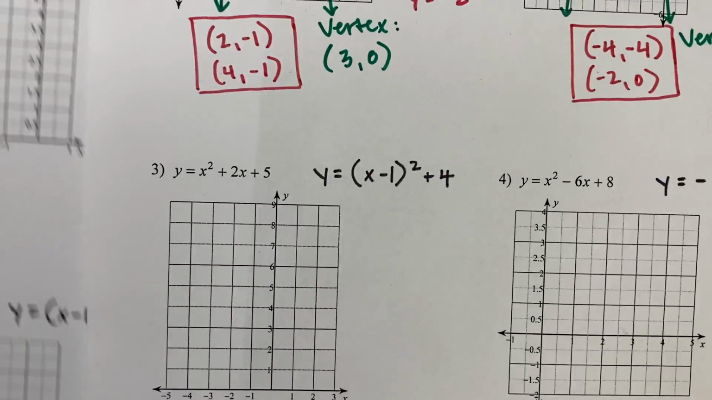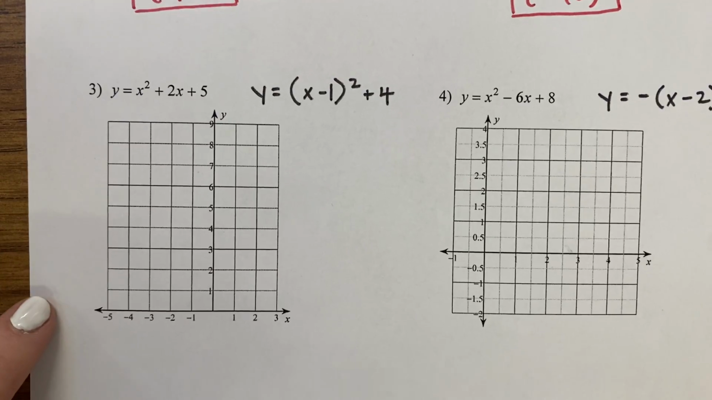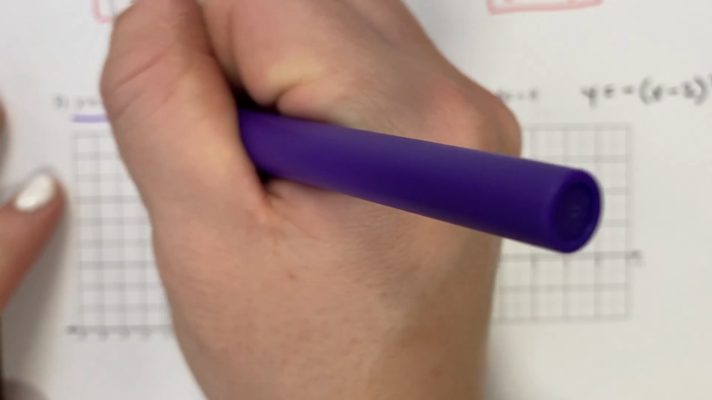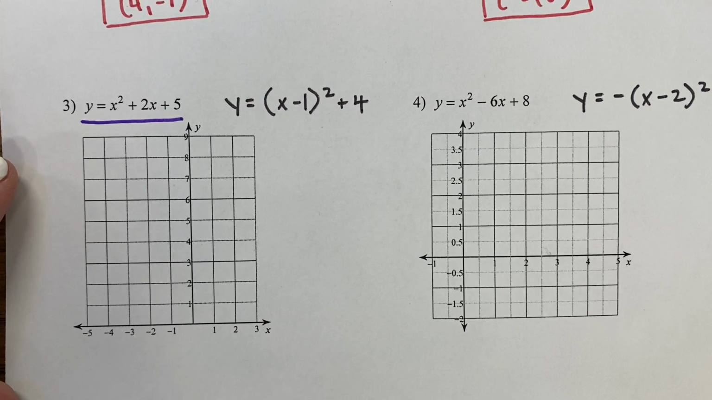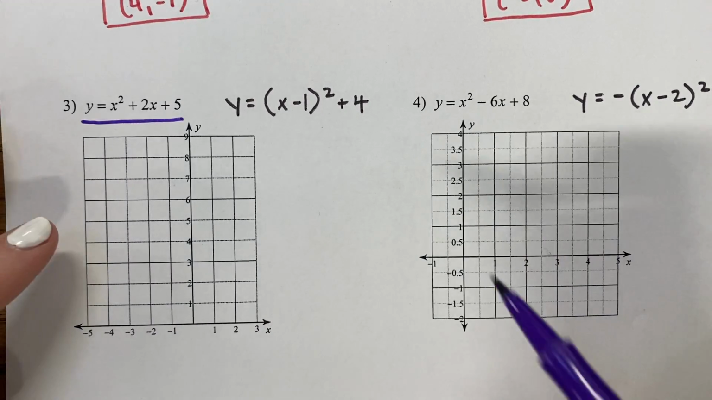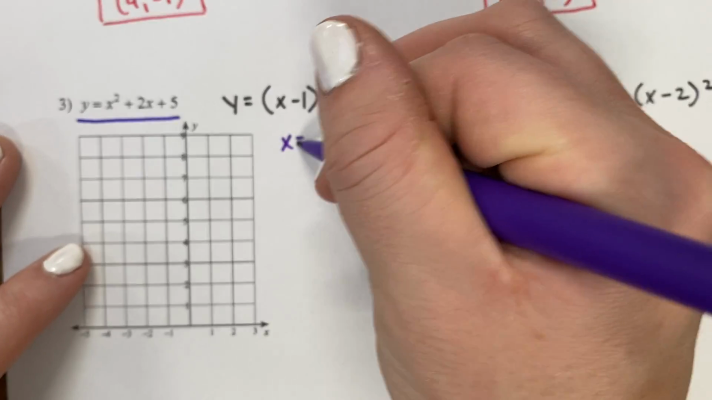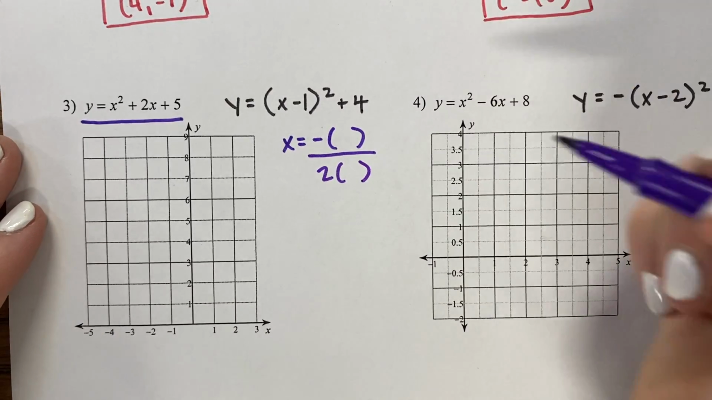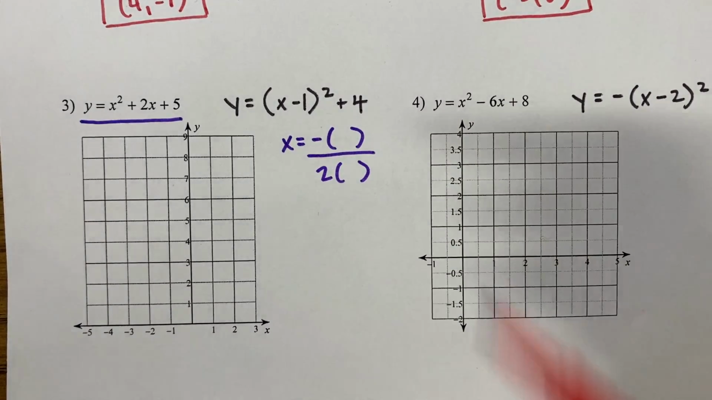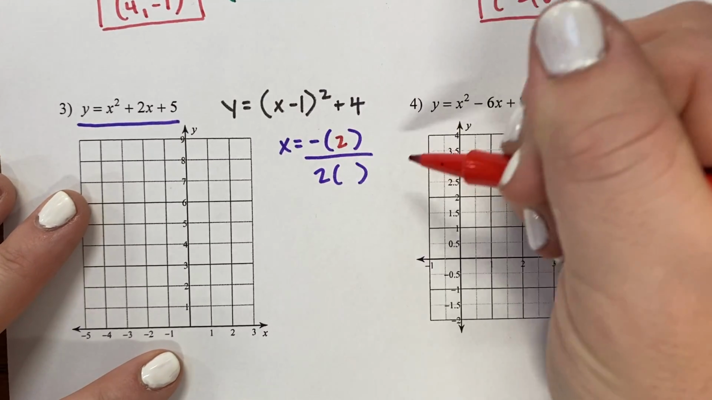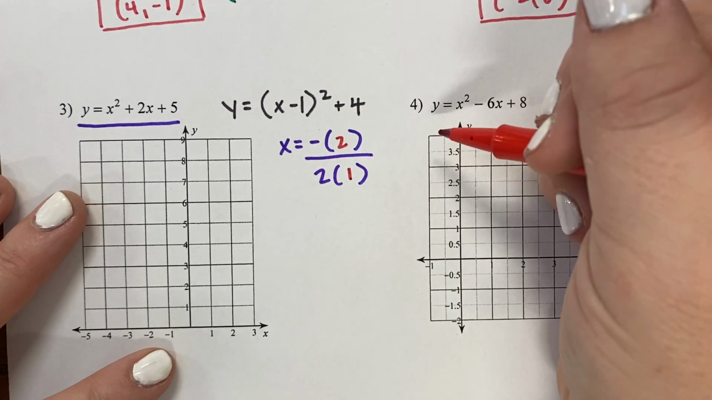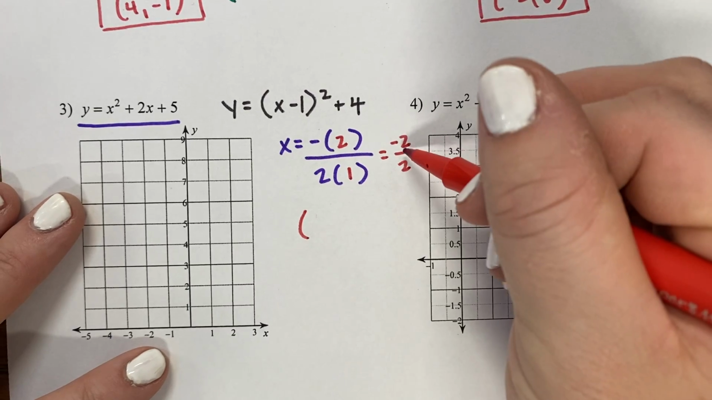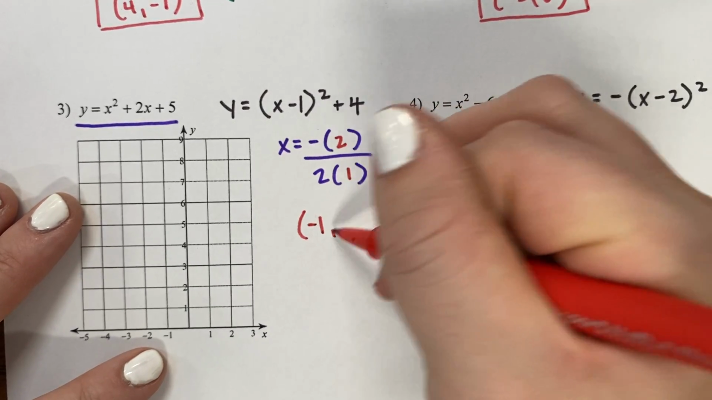Alrighty, number 3. Sorry, I'm moving this paper out. Let's go ahead and graph our first guy. So we have y equal to x squared plus 2x plus 5. He's written in standard form, so the x part of our vertex is equal to our little baby formula, negative b over 2a. Then I can plug in my b, which is positive 2, over my a, which is just that invisible 1. So I get negative 2 divided by 2, which is negative 1.